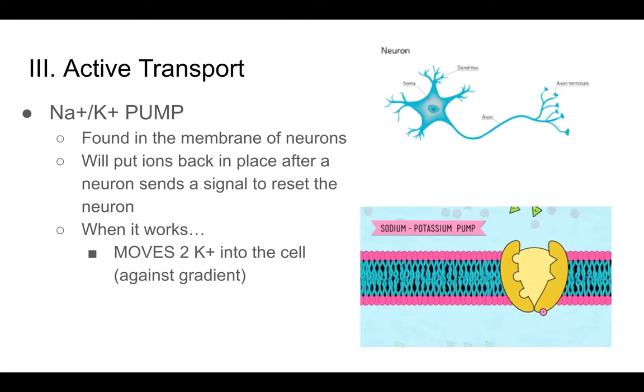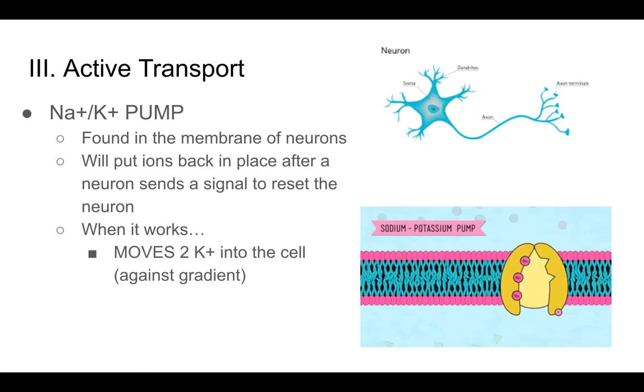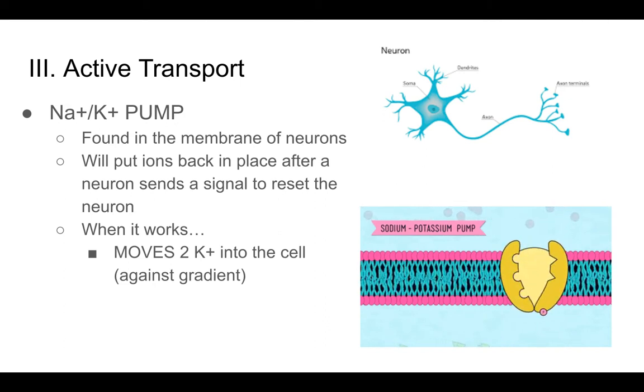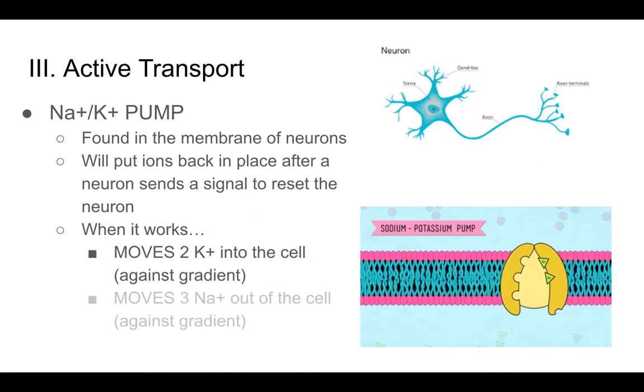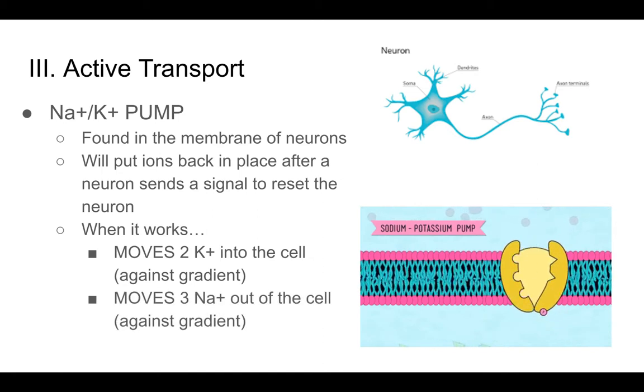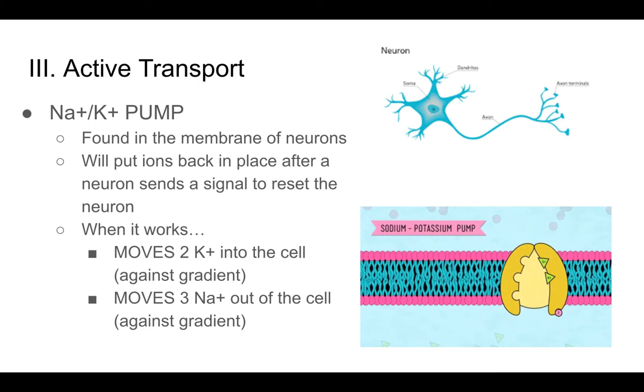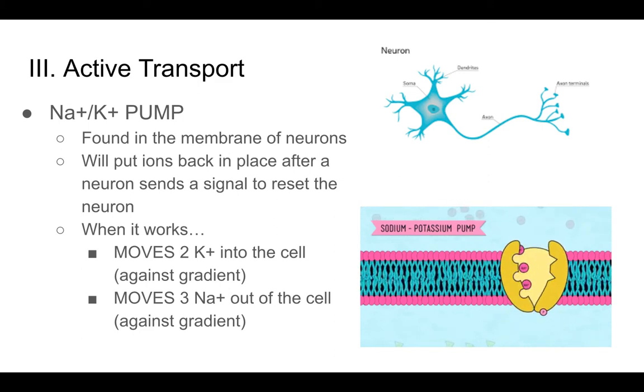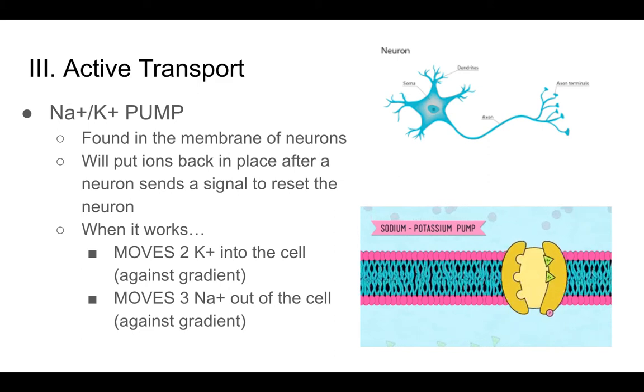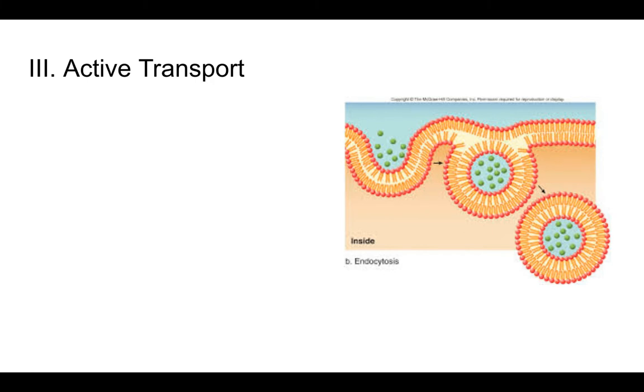So it's going to move 2 K plus, that's potassium, into the cell. That's against the potassium's gradient. And it's going to move 3 sodium out of the cell, which is against the sodium's gradient. And because of that, we need energy.